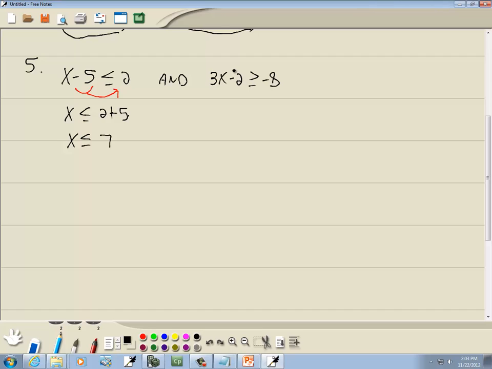Okay, we'll do the same thing over here. Get rid of parentheses, don't have any. Get rid of fractions, don't have any. Get everything with an x on one side, numbers on the other. So I'll take negative 2 over. Take anything across your inequality, the sign changes, so it becomes a positive 2. Combine together the numbers in any step. Negative 8 plus 2 is negative 6. And the last step is divide both sides by the number in front of your x, which is a 3. And we get x is greater than or equal to negative 2.